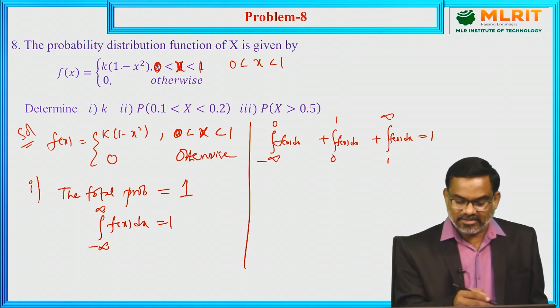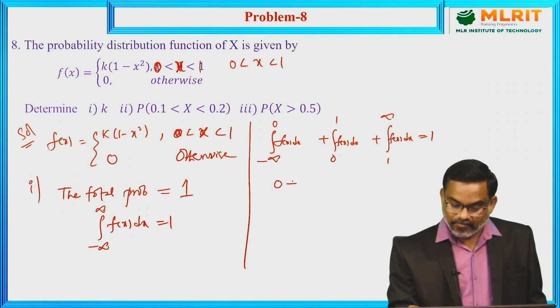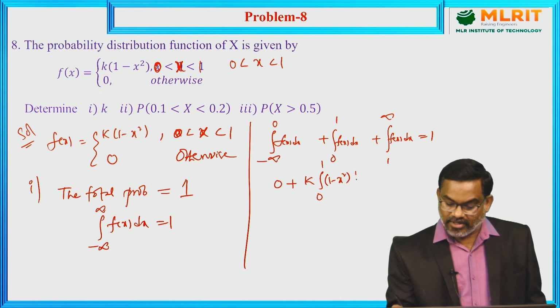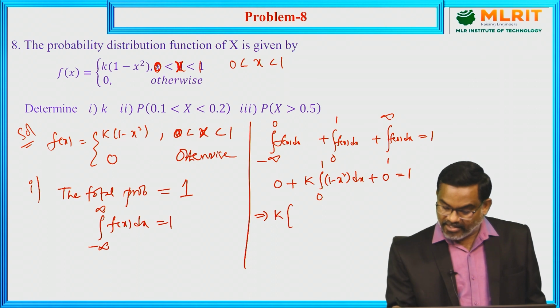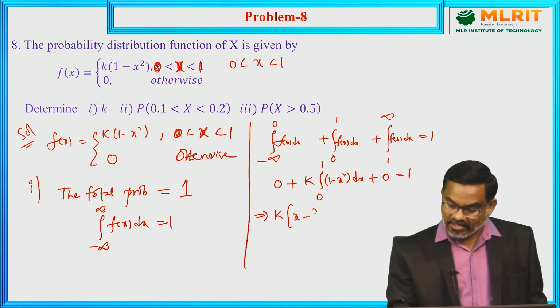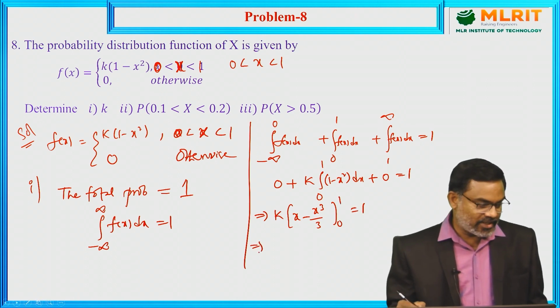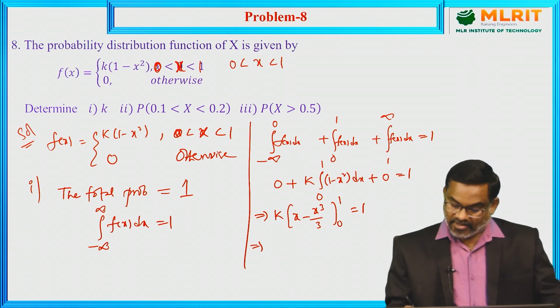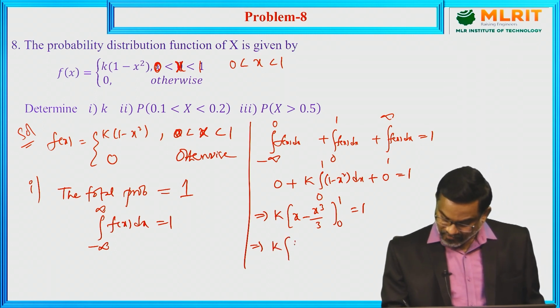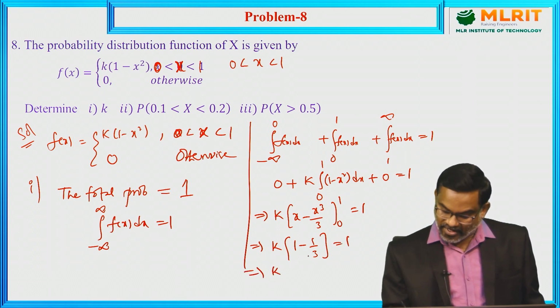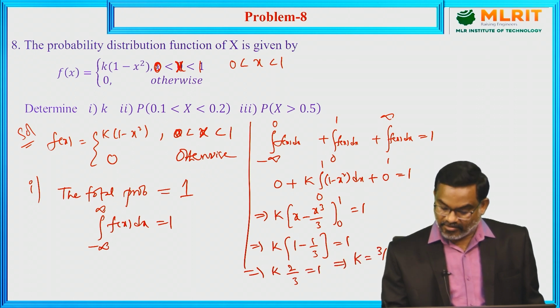At all other places it is 0. So, this is 0 plus k, a constant, integral 0 to 1, 1 minus x square dx, plus again 1 to infinity 0, equal to 1. So, by integrating, integral dx is x minus x cube by 3 from 0 to 1, equal to 1. From this we can calculate the value of k: upper limit, 1 minus 1 by 3 is equal to 1. So, k into 3 minus 1, 2 by 3 is 1. That implies the value of k is 3 by 2.